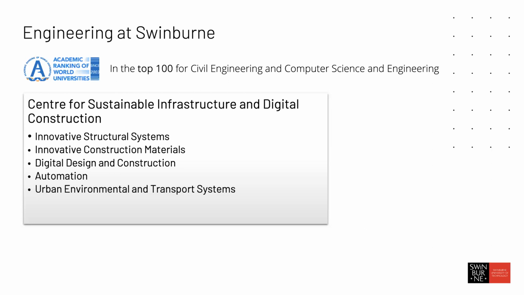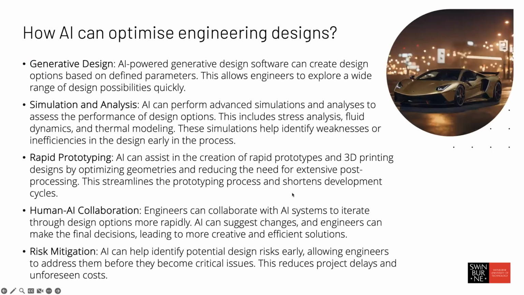Next, I can give you some examples of how AI can transform the traditional engineering landscape, and how AI can optimize engineering designs. First of all, we have heard a lot about ChatGPT. ChatGPT is one example of generative design.